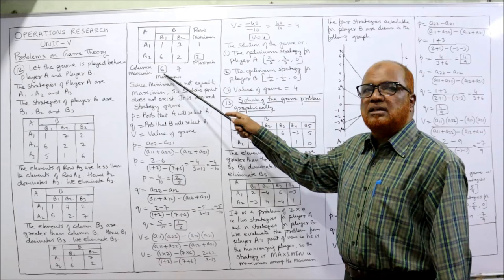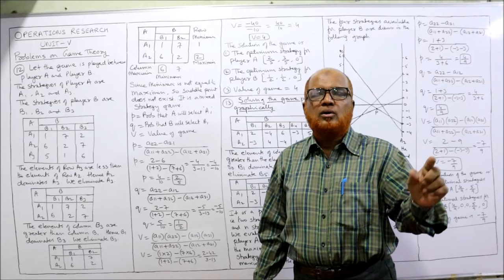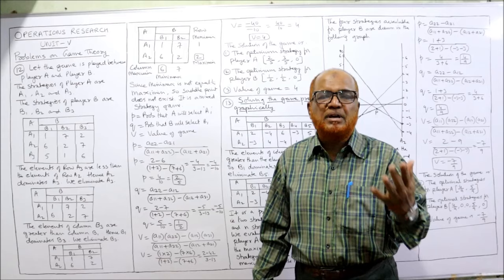That means maximin is not equal to minimax. So a saddle point does not exist. It is a mixed strategy game.